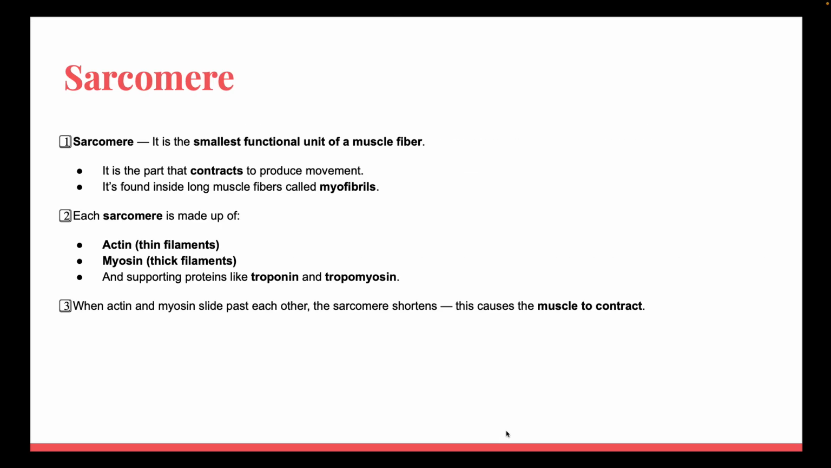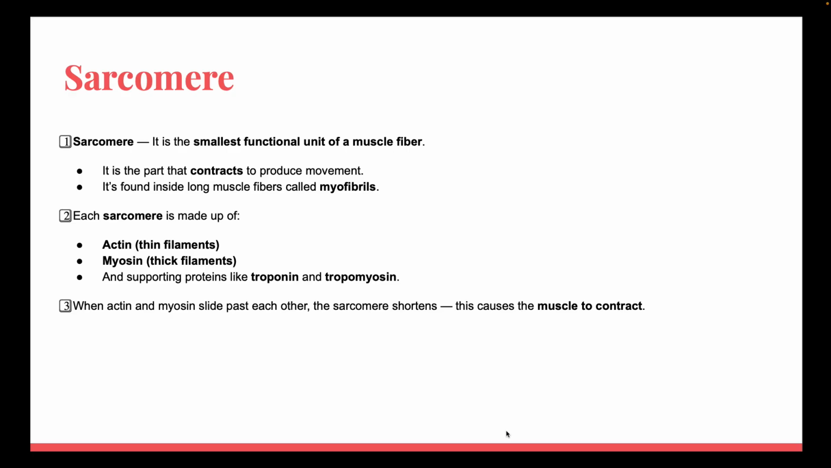We also have another term which is called the sarcomere. The sarcomere is just the smallest functional unit of a muscle fiber. Everything has a basic unit: a molecule has got atoms, a building has got bricks. The basic unit of a building is bricks. So the same thing when we take a muscle fiber, the smallest unit in a fiber that you can talk of is called a sarcomere.